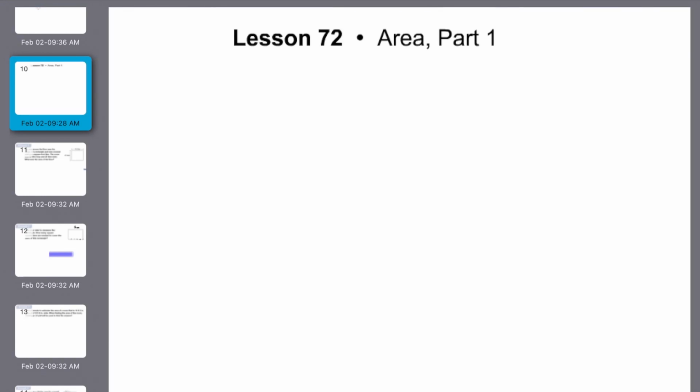Lesson 72, Area Part 1. Area is the amount of surface that a shape takes up. You find area by multiplying length times width.